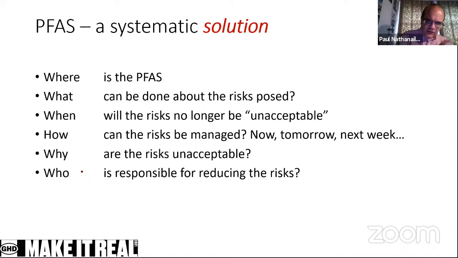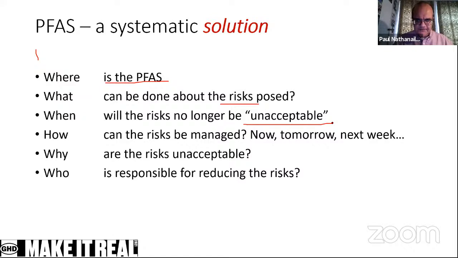So once you've understood the problem, you've then got a chance of coming up with a solution. You've now understood where the PFAS is. You've understood where the problem is. You begin to get a handle on how to either deal with the source or interrupt the pathway or otherwise protect the receptor. We need a definition of when the risks are no longer unacceptable under the particular legislation, the particular law that you're working under. And this is where the regulatory standards come into their own.